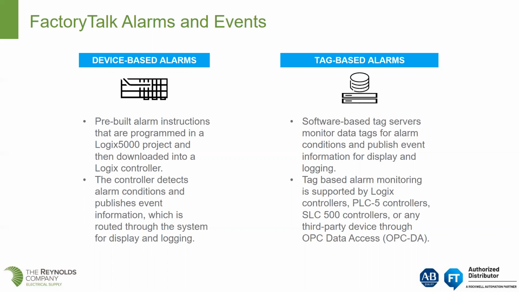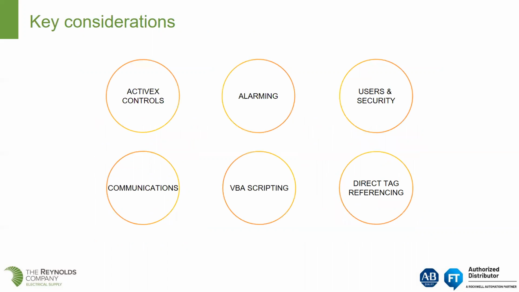They could be instruction-based alarms, or they could be tag-based alarms in the Logix controller. But we can also handle tag-based alarms in FactoryTalk View SE, which would be necessary if you're implementing FactoryTalk View SE on a PLC5 controller or an SLC controller. So that's another difference. Alarming is a difference between the two products.